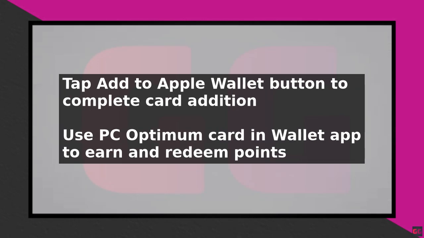To use your PC Optimum card, simply open the Wallet app, select your PC Optimum card, and hold your iPhone near the payment terminal to earn or redeem points. You can also add your PC Optimum card to Apple Watch by opening the Watch app on your iPhone, selecting the Wallet and Apple Pay option, and tapping on the Add Card button. By following these steps, you can easily add your PC Optimum card to Apple Wallet and start earning and redeeming points using your iPhone or Apple Watch.